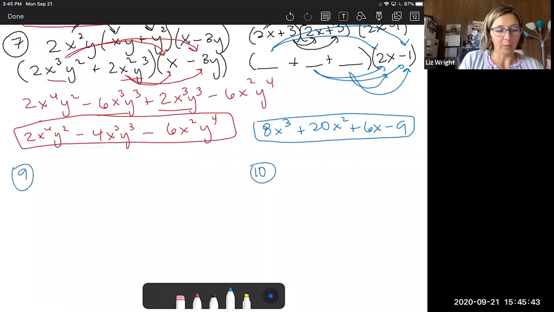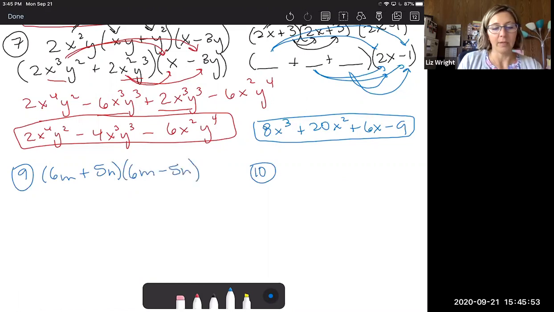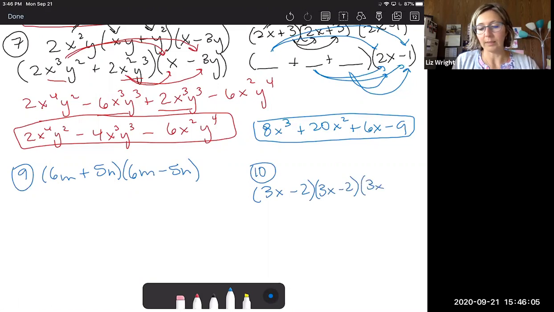So then the other one I want you to try is going to be 6m plus 5n, and you're going to multiply that by 6m minus 5n. And then the last one I want you to try is going to be 3x minus 2 times 3x minus 2 times 3x plus 2. So I want you to try that one out and see how you do on those.